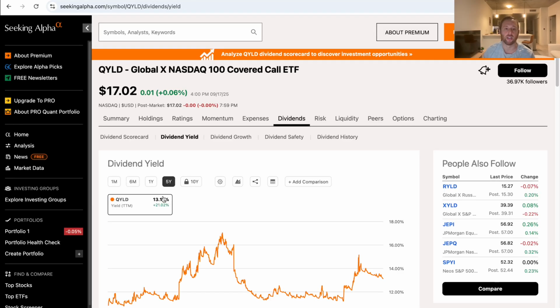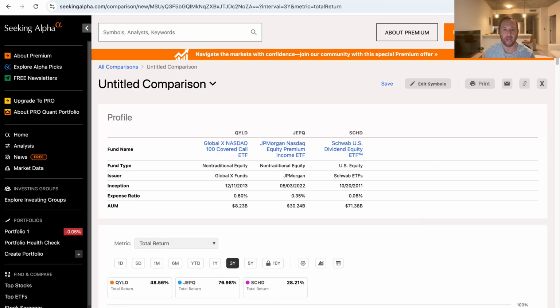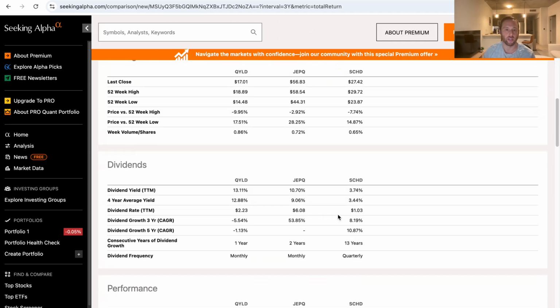Not what we want to see. Yes, it has a high yield, and I understand that, but it's going to decline with the declining NAV. Compare that to SCHD, which is a more tried and true defensive value style dividend player that just holds strong underlying dividend payers. You'll see a different story for the growth rate for SCHD. For SCHD, the dividend growth rate is 10.87% over a 5-year period, whereas QYLD is at negative 1.13%.